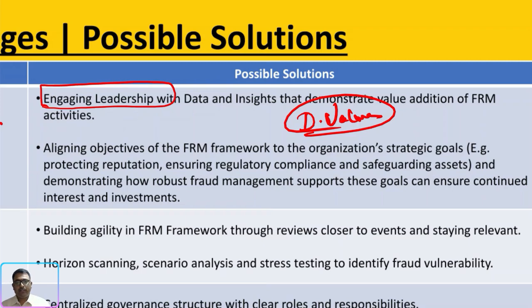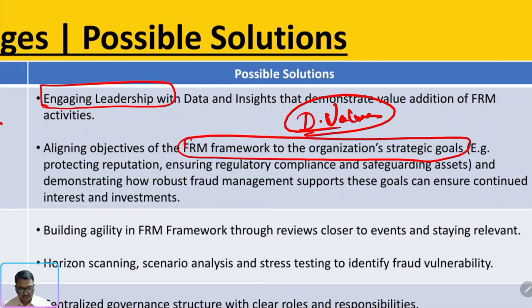One of the best ways to do that is to align FRM to the organization's strategic goals. For example, protecting reputation, ensuring regulatory compliance and safeguarding assets. Let's say protecting reputation is a strategic risk. And then how can FRM address that? If that value can be demonstrated, then leadership will keep investing.